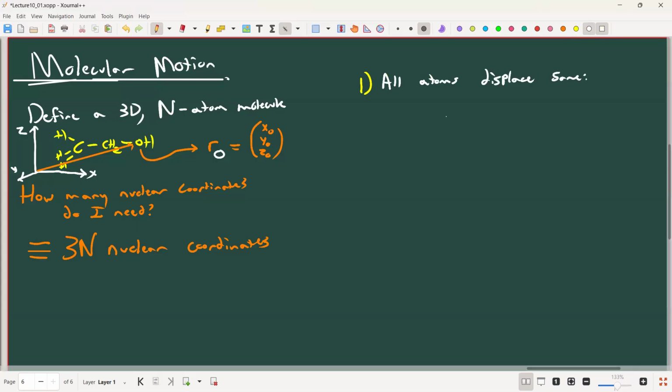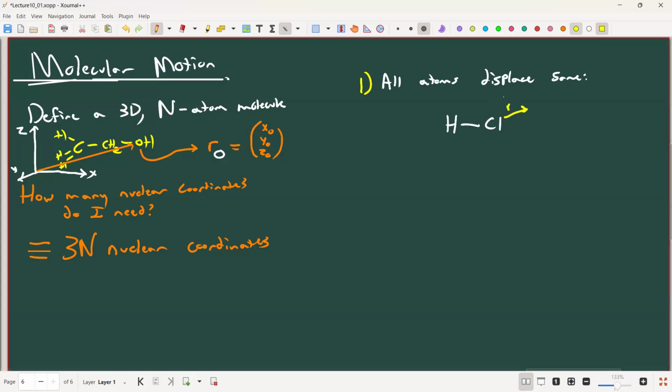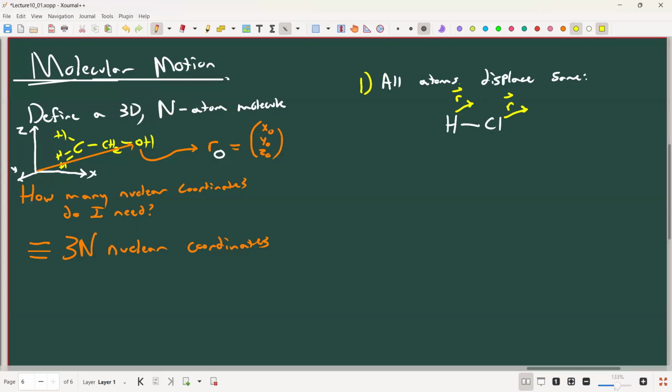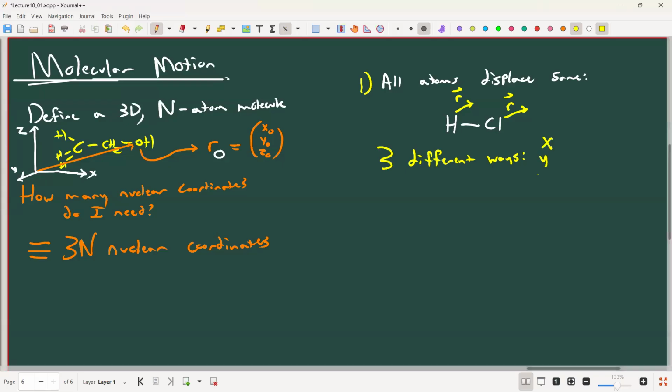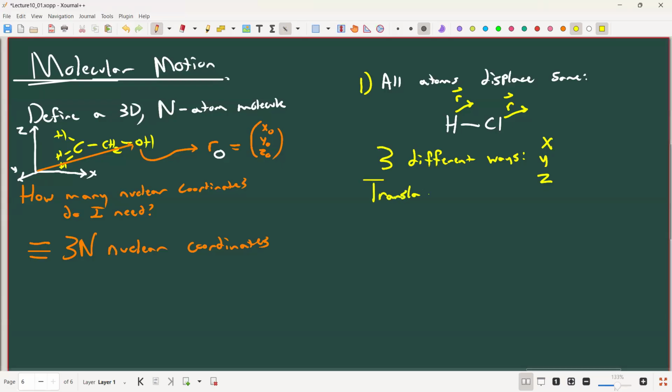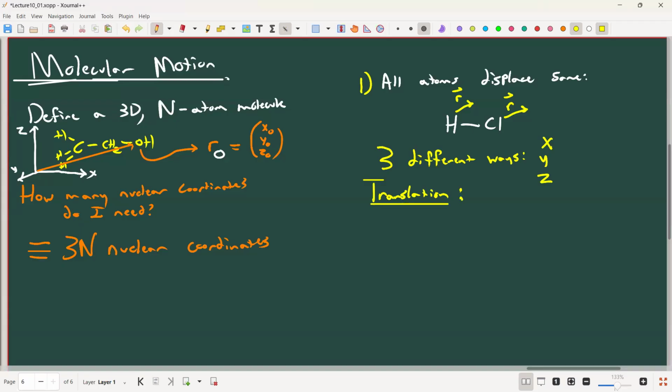I'm just going to draw HCl. We take the Cl with this vector and move in this direction, and then we have the same vector where the H is moving in the same direction. There are 3 different ways to do this. We can displace along X, along Y, and along Z. This is translation. So 3 of the different ways we can move all the atoms are just translation. So 3 translation coordinates.